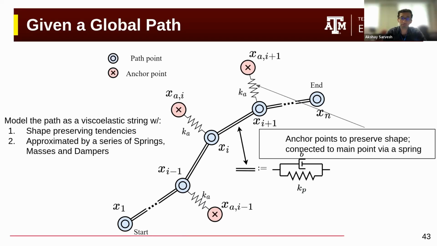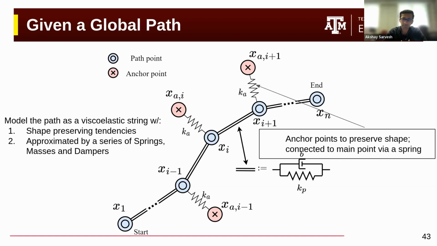And we also assume the presence of anchor points that tether the original global path, such that the anchor points keep the original shape of the global plan. The idea here is that the presence of these tether anchor points ensures the curvature constraints. That is, you don't want to deviate too much from the curvature constraints. The idea here is quite simple.